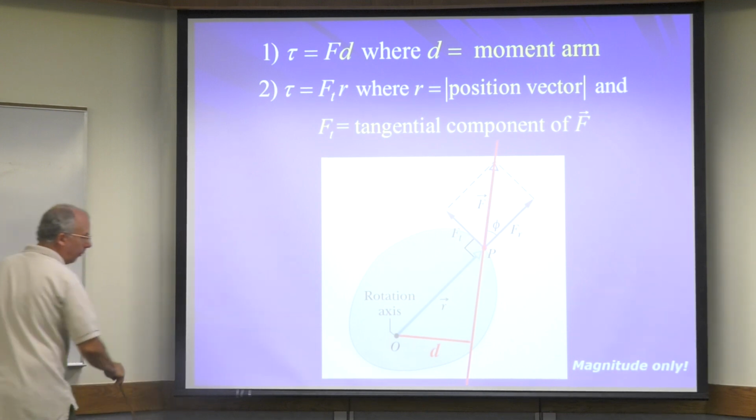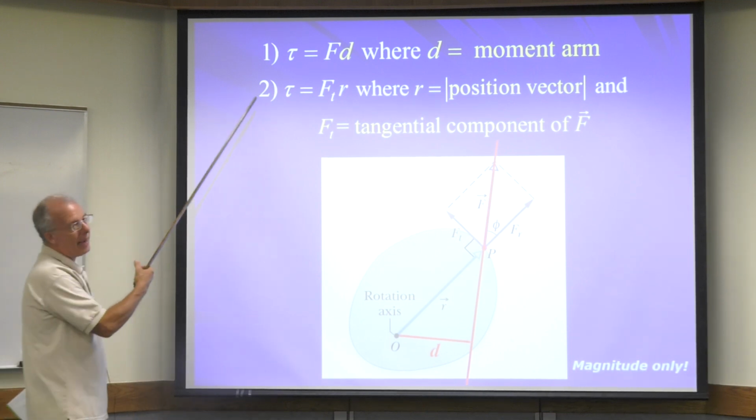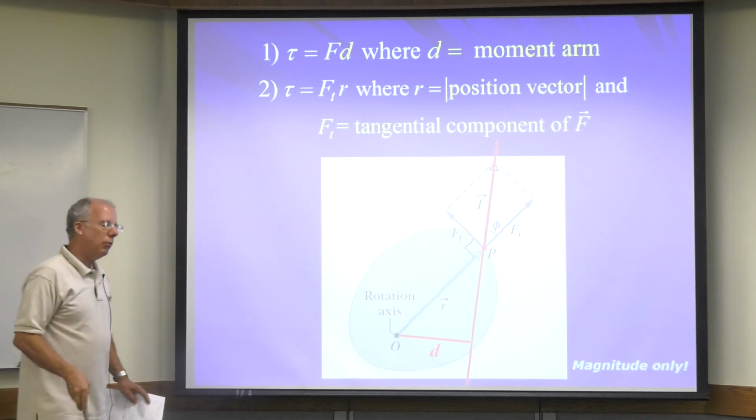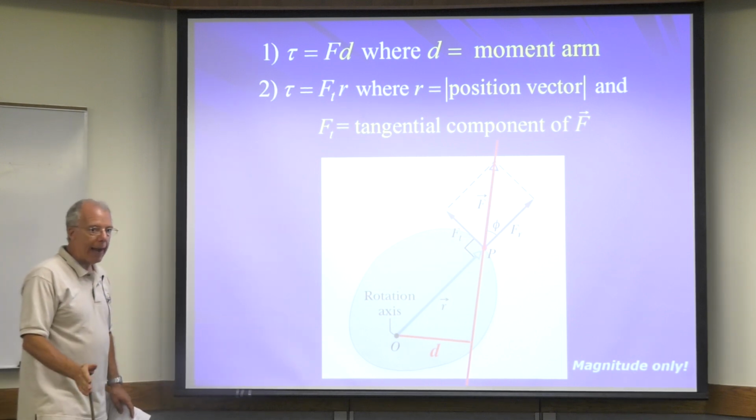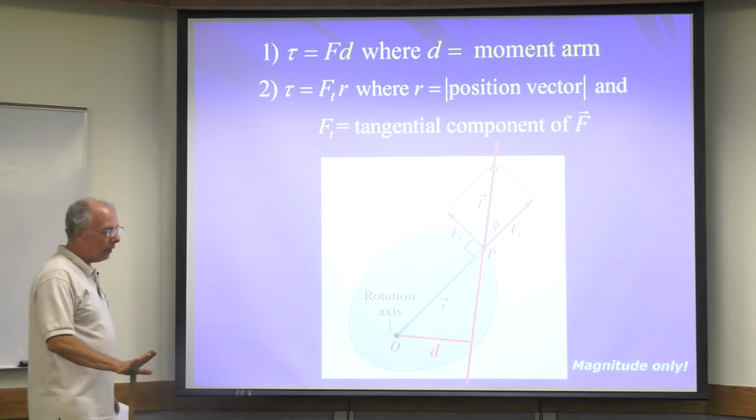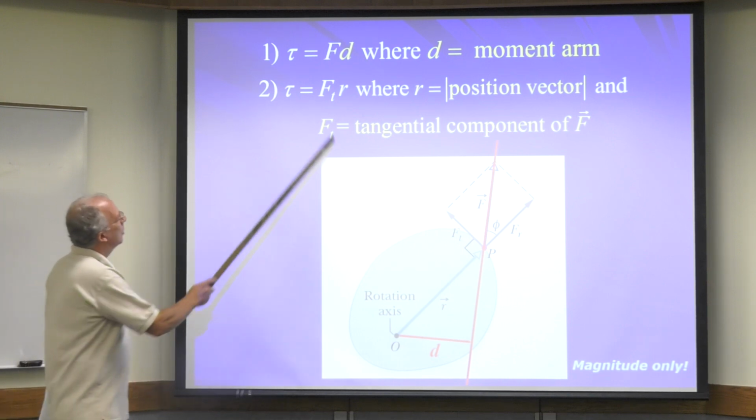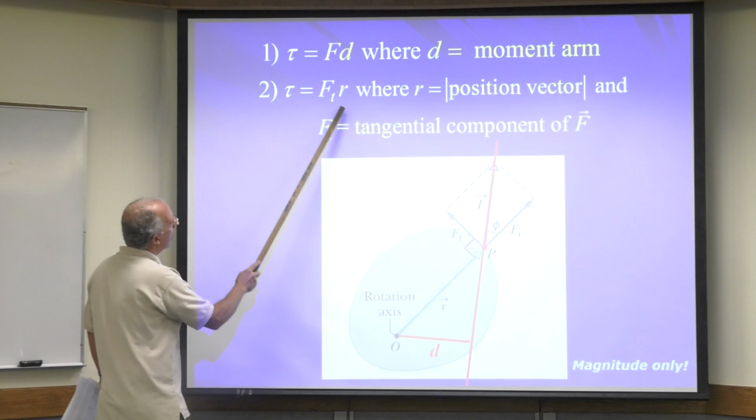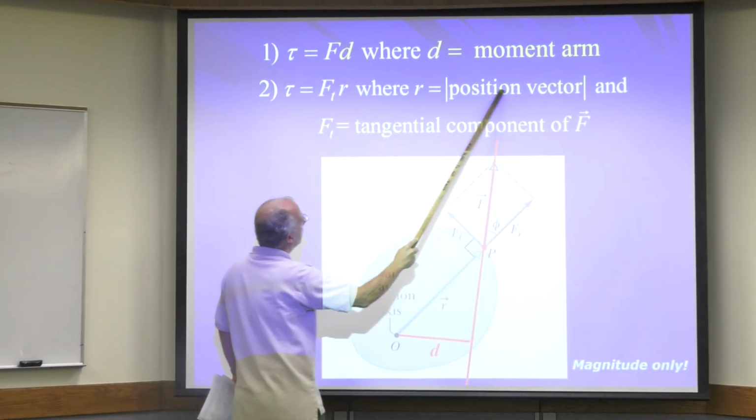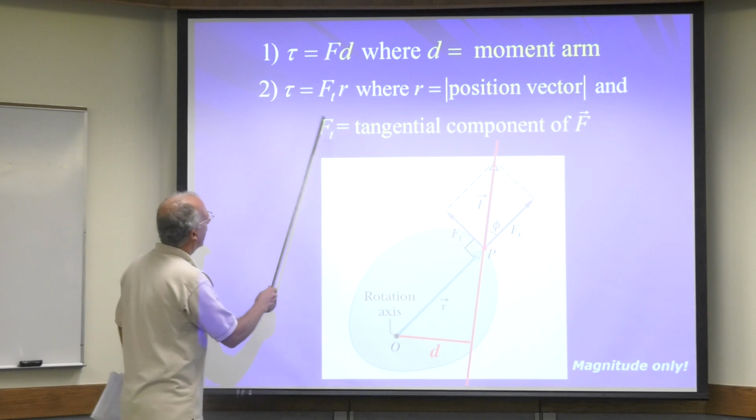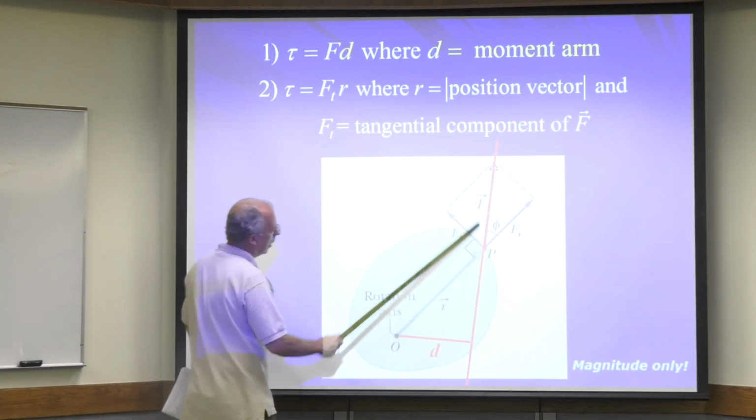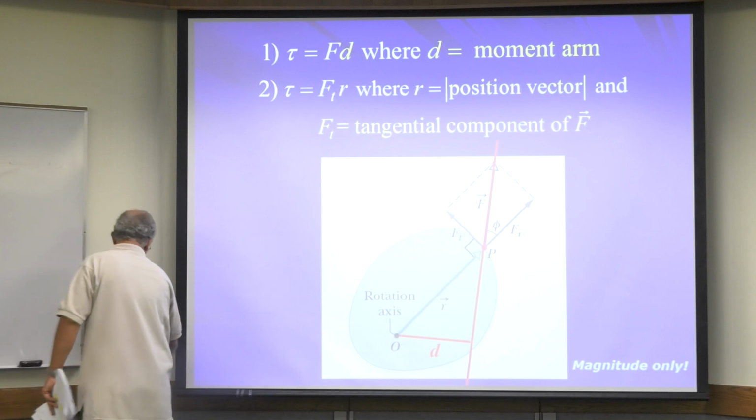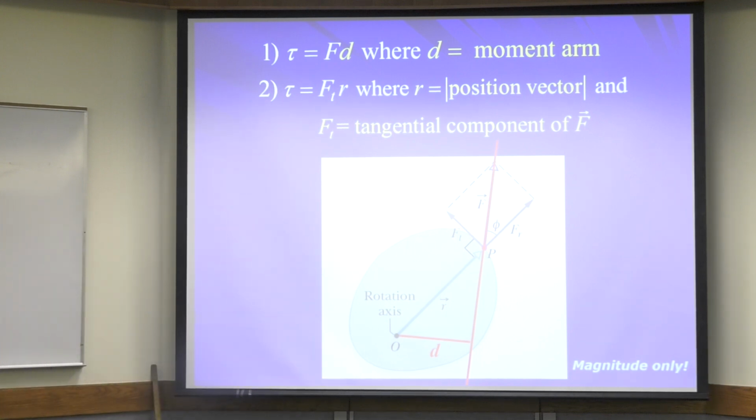So there you go, two equations. We still have one more to go, because you notice that these are just magnitudes. Torque is the rotational version of force, so it has magnitude and direction. It's a vector. But all we're dealing with now is magnitude. You'll see why. So torque is force times D, where D is the lever arm, the moment arm. Torque is Ft times R, where R is the magnitude of the position vector, the length of the position vector, and Ft is the tangential component of F. So use whichever one you like. Magnitude only. You see why I'm laughing.